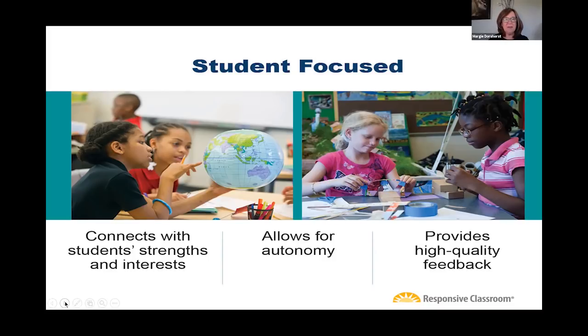Pause and jot down some ideas again. Add to your circle map.